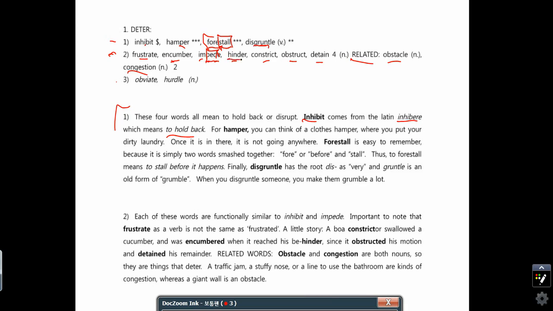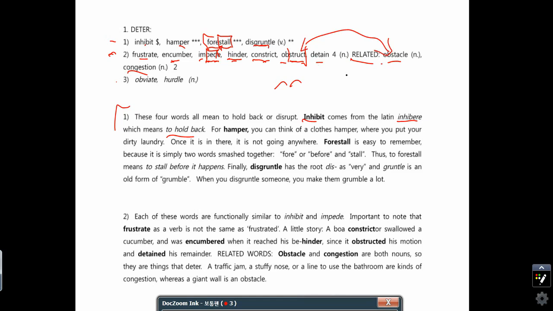Hinder, we have hind, which means behind, which means you would be late or delayed. Constrict, it's easy to remember because of boa constrictor, and a boa constrictor will tie you up and stop you from moving forward. Obstruct would have to do with structure. So ob is against the structure. So it's a structure against you, like an obstacle, which is the same kind of root. And so you can connect obstruct and obstacle together.